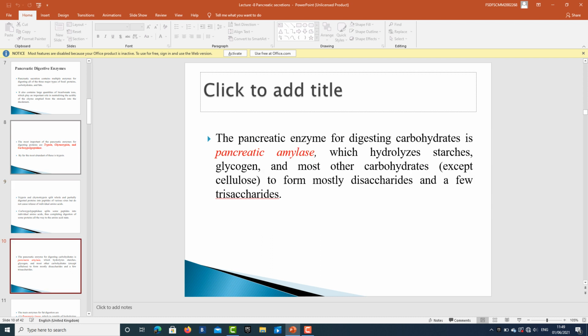The pancreatic enzyme for digesting carbohydrates is pancreatic amylase, which hydrolyzes starches, glycogen, and most other carbohydrates except cellulose to form mostly disaccharides and a few trisaccharides.